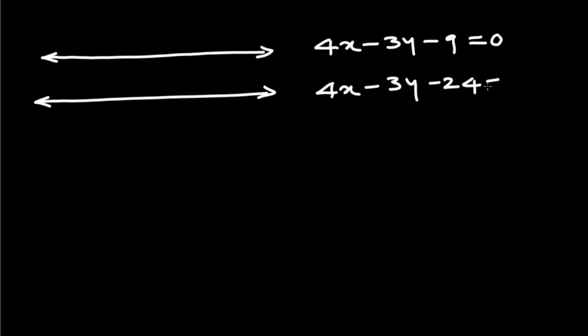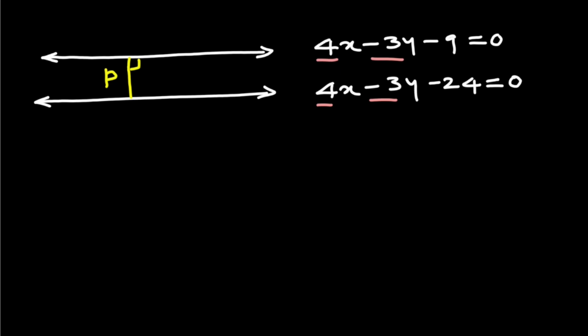We will see how to find the distance between two parallel lines, 4x minus 3y minus 9 equals 0 and 4x minus 3y minus 24 equals 0. We have to find the perpendicular distance p between these two lines. We know that when the two lines are parallel, the coefficients of x and the coefficients of y are either same or they are proportional. In this case, they are same.